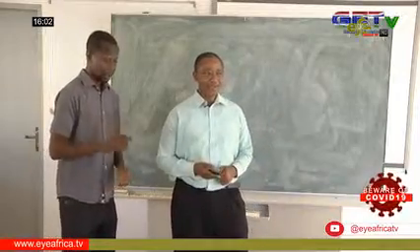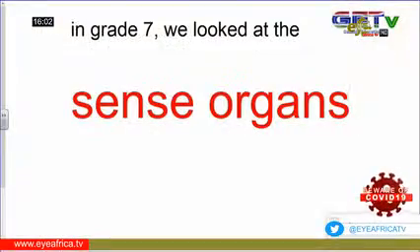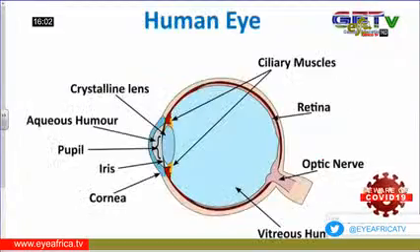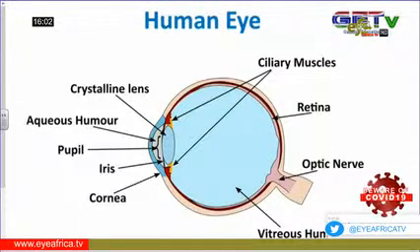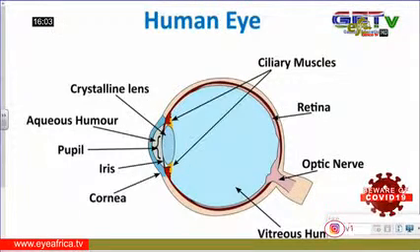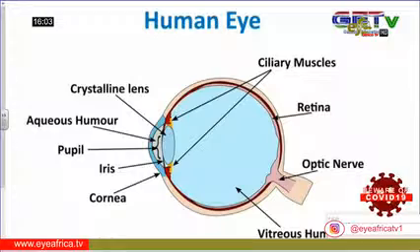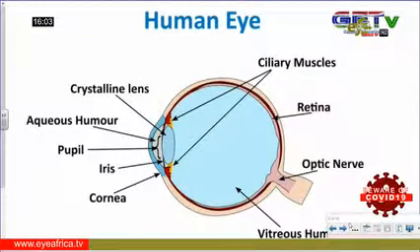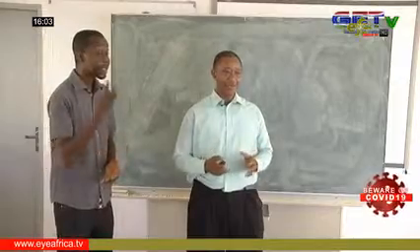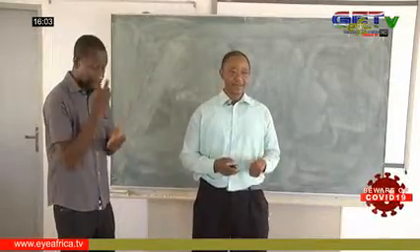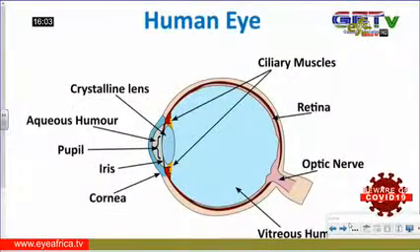Let us recap. In grade 7, we looked at the sense organs. The human eye, I hope this picture looks familiar. Normally, you are required to be able to name the different parts and state their functions. So looking at the human eye, we said it has 3 layers that cover the entire eye. You can see the retina there. That is the innermost layer.